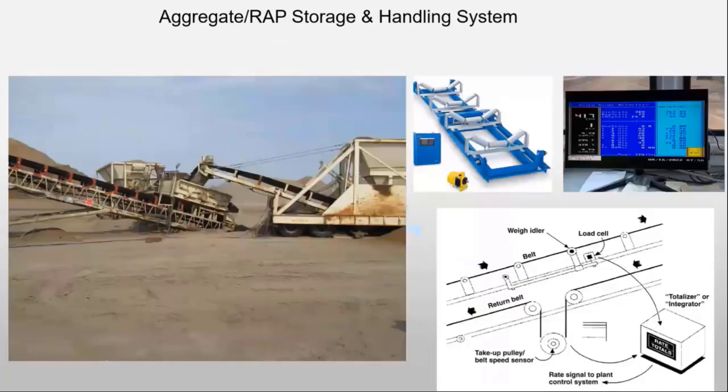Once it makes it through the scalper, it's going to go up this conveyor here. This is the main conveyor that has all the aggregates on it, all combined. Some call it the cold feed belt, but some will call it the charging conveyor. That's the one that's going to lead up to the drum.